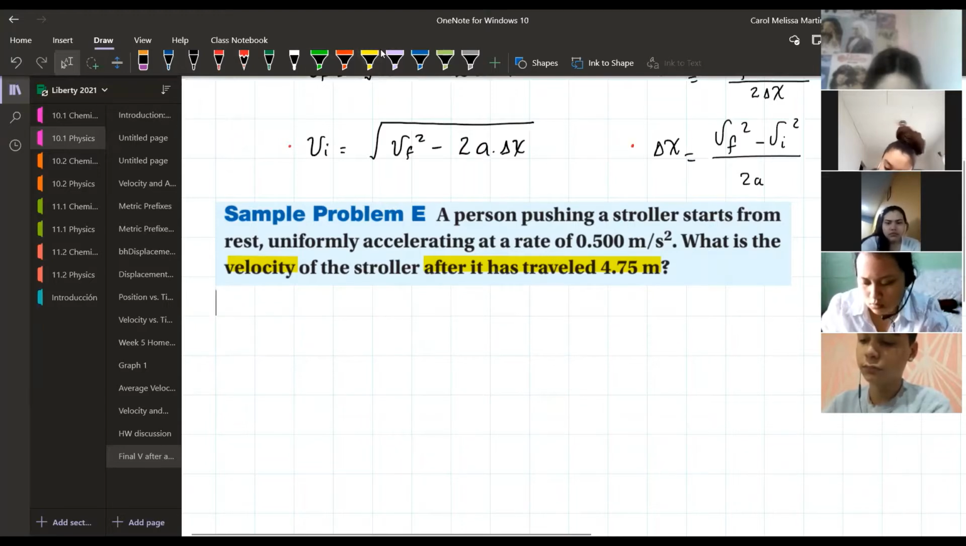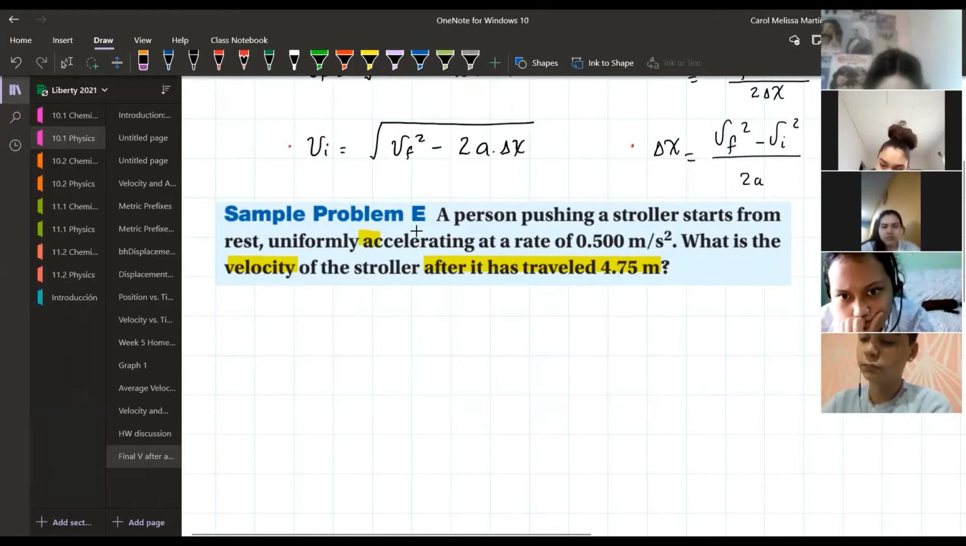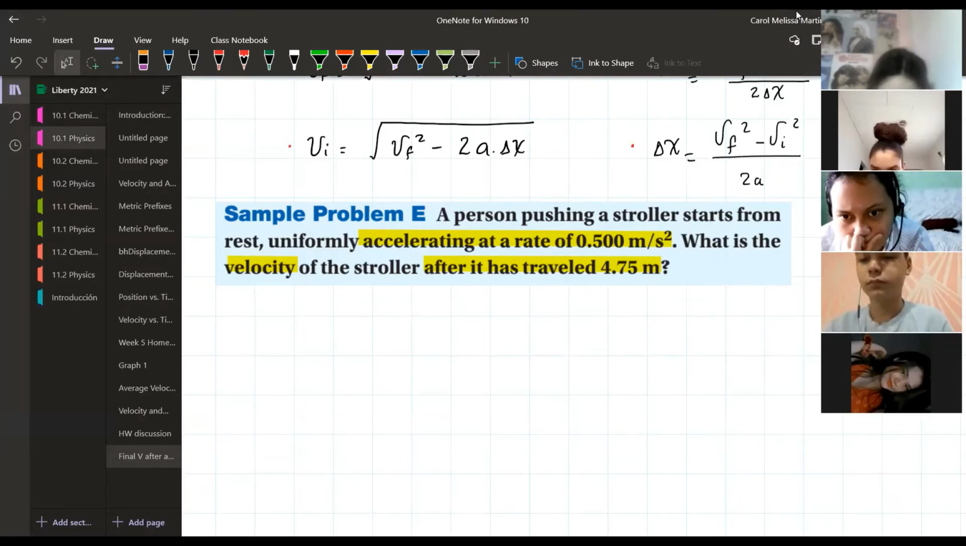Now, the problem also is giving you some other givens, like for example, accelerating at a rate of 0.5 meters over second squared. Because it says accelerating, you understand that's the acceleration. And then there is another implicit given that is in words, okay? They're not giving you the specific value for that, but they're telling you in words. It says starts from rest, okay?